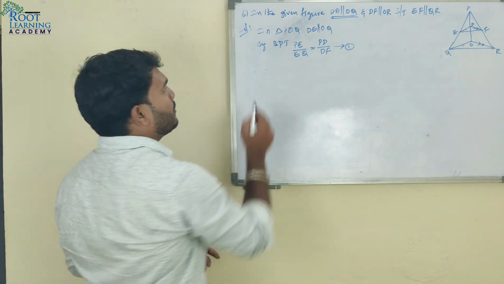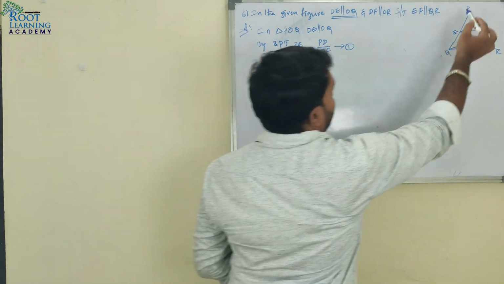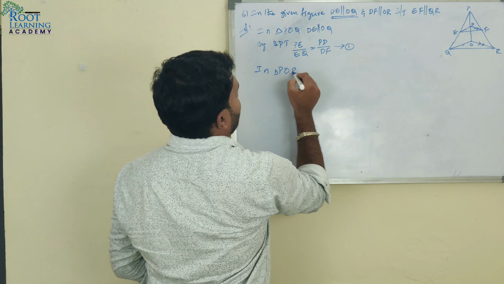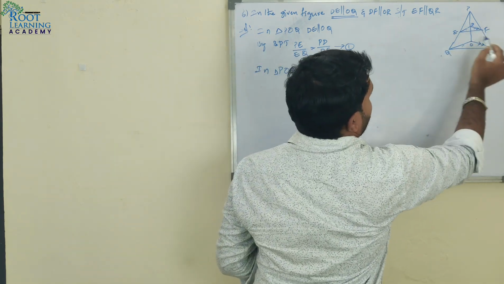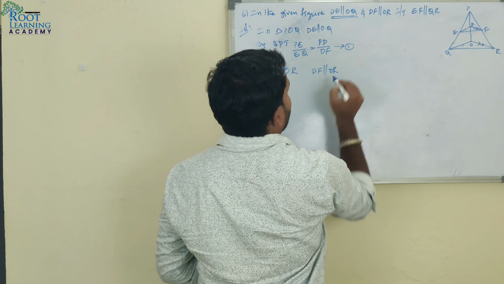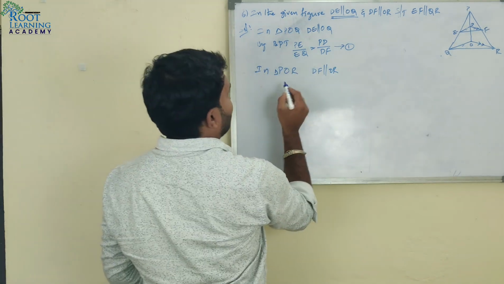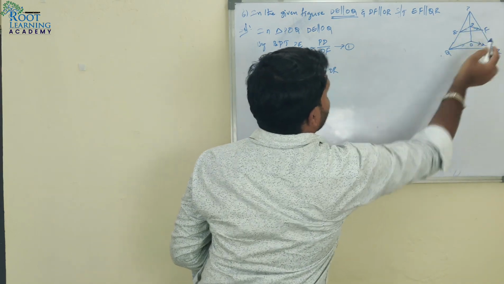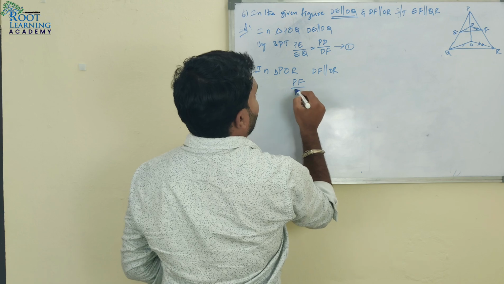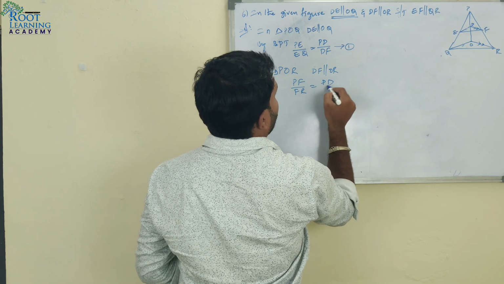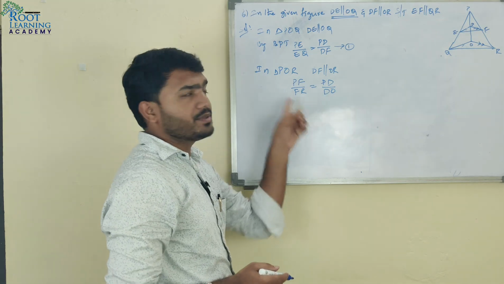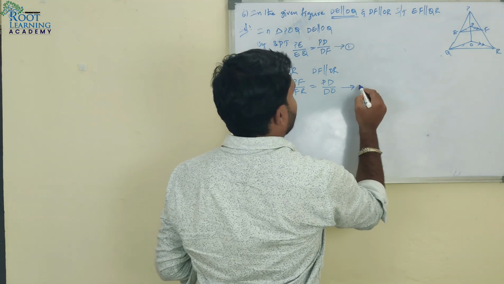Next condition, what did he give? In triangle POR, here DF is parallel to OR. So again here what will we get? PD by DO is equal to PF by FR. So I am writing it as PF by FR is equal to PD by DO. Right? This is by using basic proportionality theorem. Take it as equation number 2.